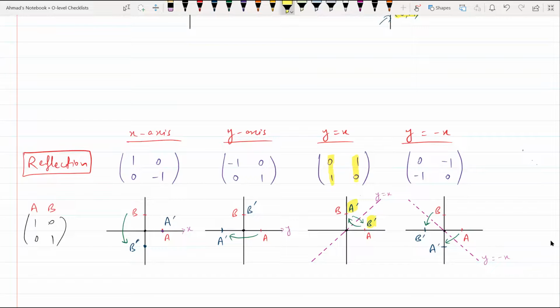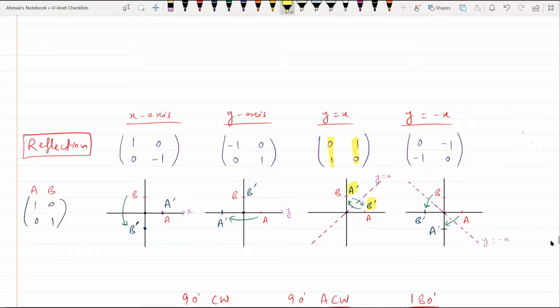What happens here? Y equals minus x. A point जो है वो यहाँ पे नीचे आ जाएगा, reflect होके y equals minus x के अंदर. इस तरह B point जो है वो यहाँ पर आ जाएगा. A dash के coordinates क्या बन रहे हैं यहाँ पे? 0 minus 1. So that's why you have 0 minus 1 here. B dash के क्या बन रहे हैं? Minus 1 0. That's why you have minus 1 0 here. So remember, these are basically A dash here and B dash here. Mark those points here as well.